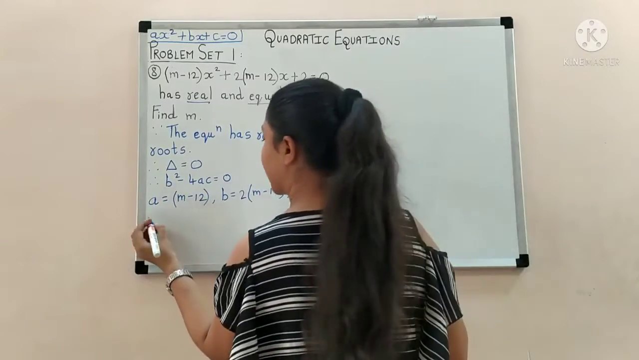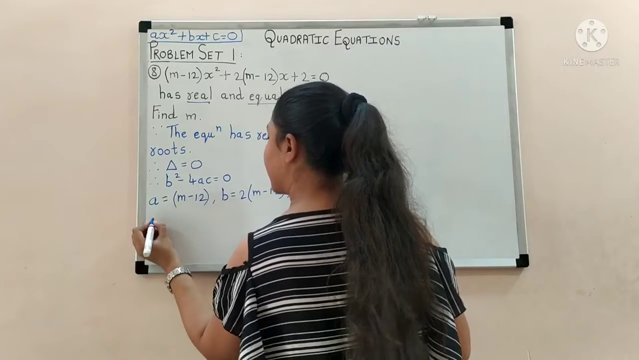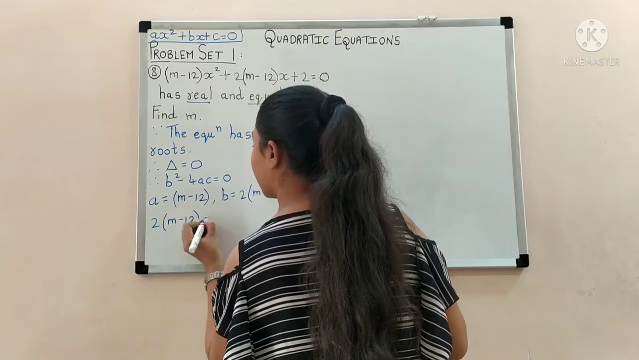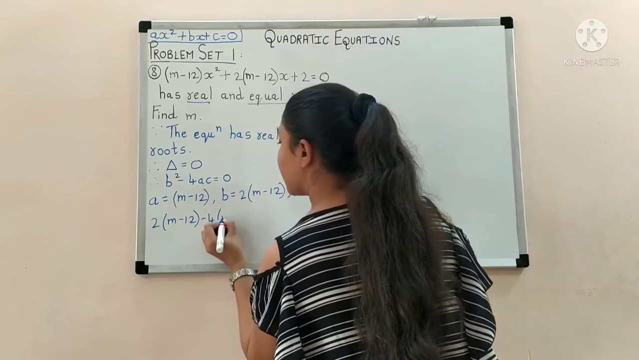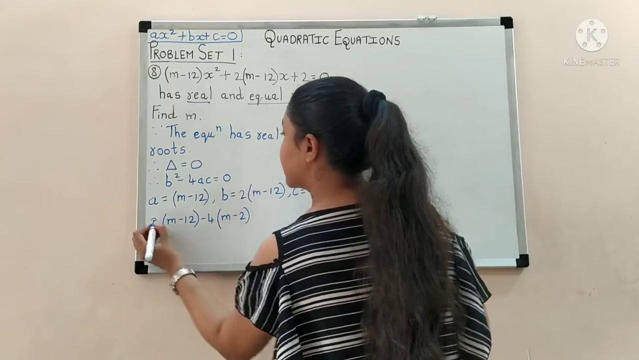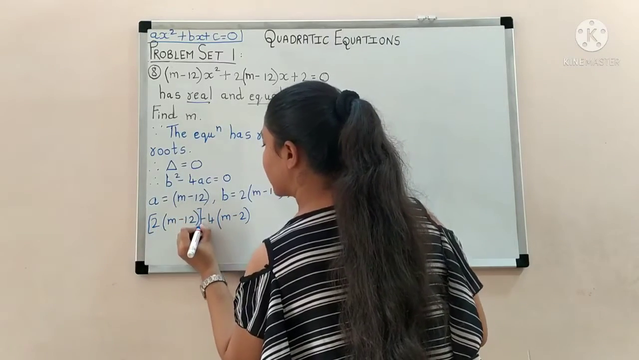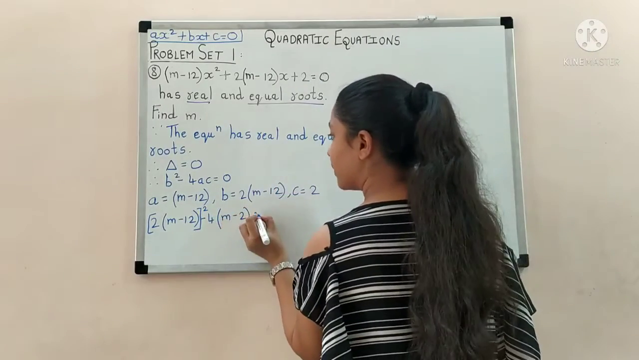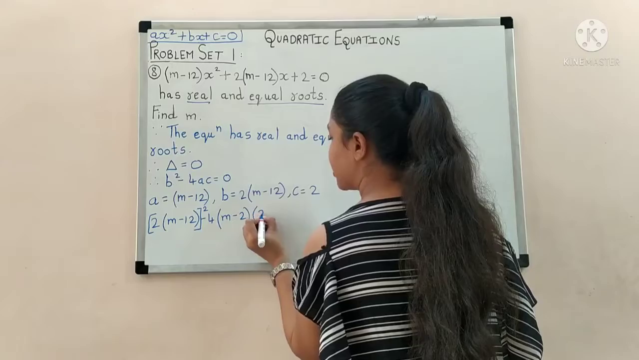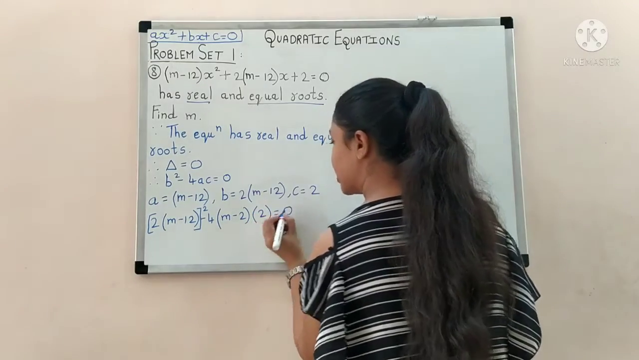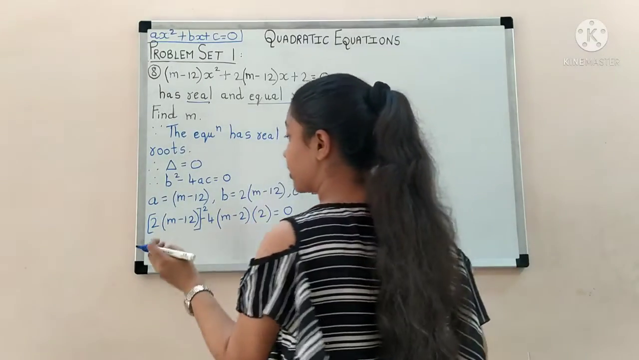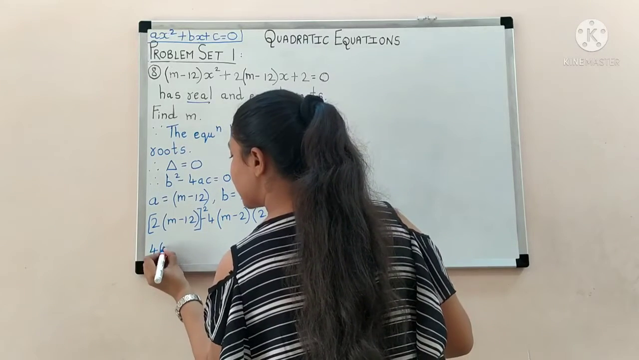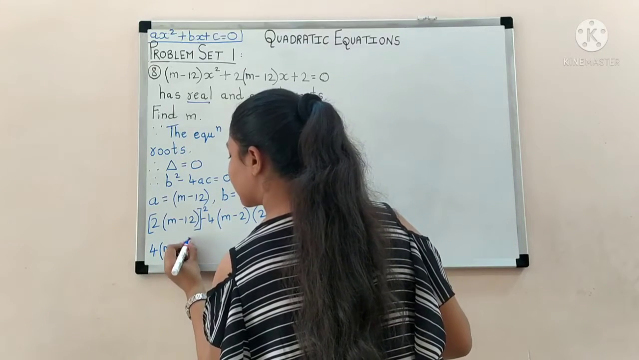Then find b square minus 4ac. So it will be 2 into m minus 12, the whole square, okay? It is b square. So minus 4 into m minus 12 into c, which is 2, which will be equal to 0. Now we will have to simplify this. 2 2s are 4. Now this is m minus 12 the whole square.